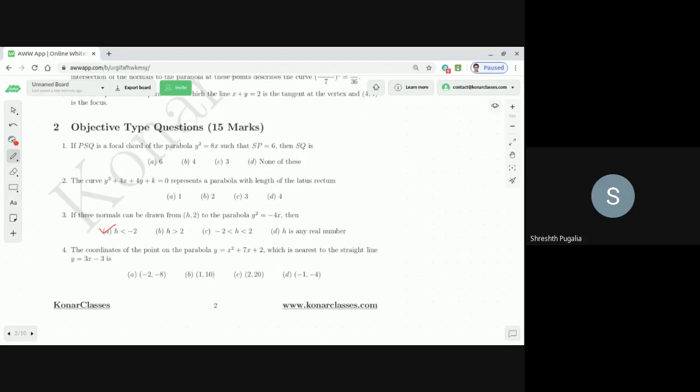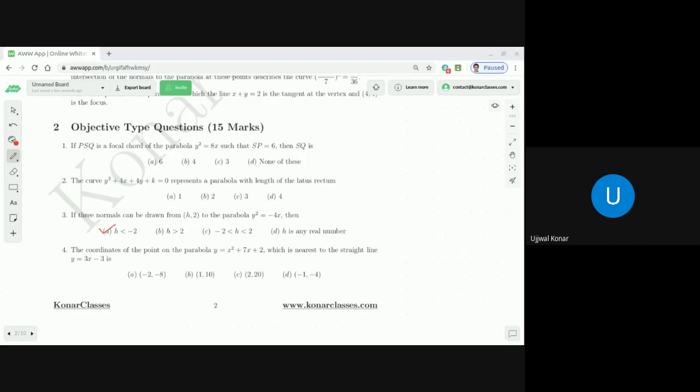So I didn't get it. Okay, sure. The point is that I can give you hints on question number 3, and you can proceed further and then again you can be in touch with me. If 3 normals can be drawn from (h, 2) to the parabola y² = -4x, then which one of these 4 options is true?